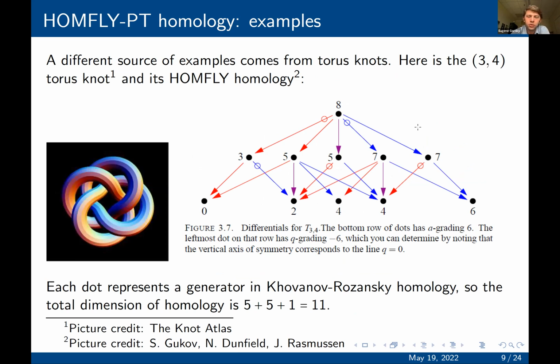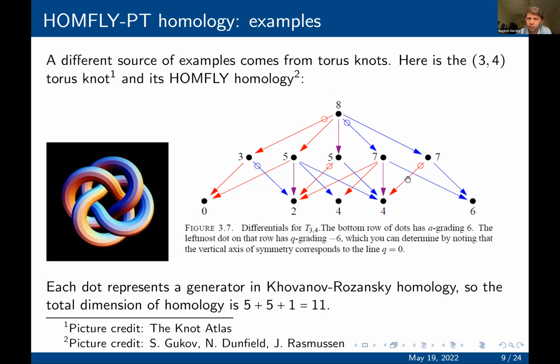So these are torus nodes, and in particular, what is the HOMFLY homology of torus nodes? And here is an early example. So this is a 3-4 torus node, and its HOMFLY homology. I've taken this picture from a paper of Gukov, Dunfield, and Rasmussen, which is also quite old, around 2005, maybe 2007.